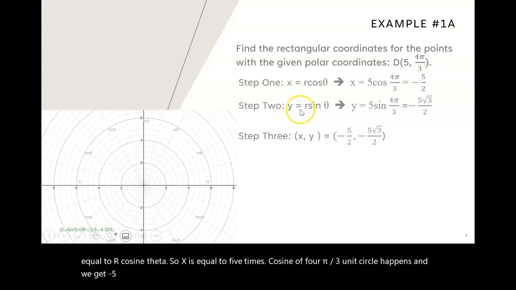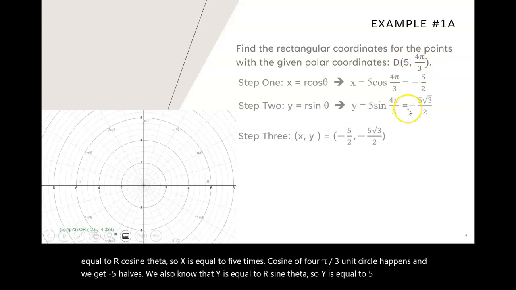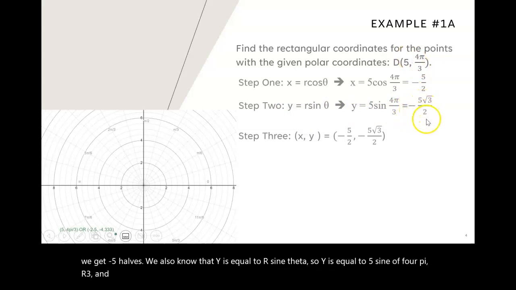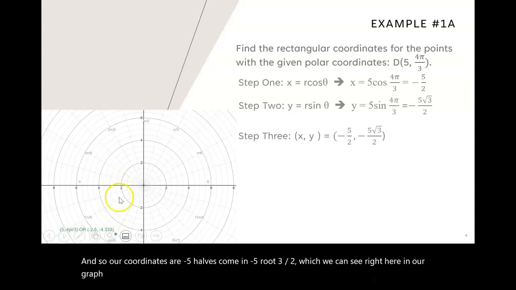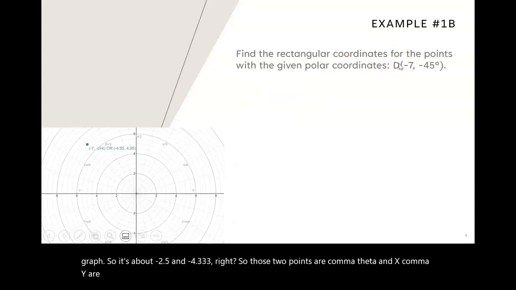We also know that y is equal to r sine theta, so y is equal to 5 sine of 4 pi over 3, and so we get negative 5 root 3 over 2. Our coordinates are negative 5 halves, comma negative 5 root 3 over 2, which we can see right here in our graph. So it's about negative 2.5 and negative 4.33. Those two points, r comma theta and x comma y, are equivalent.